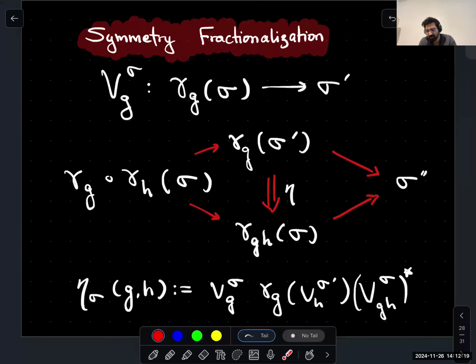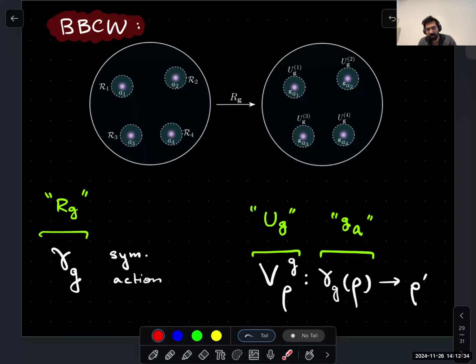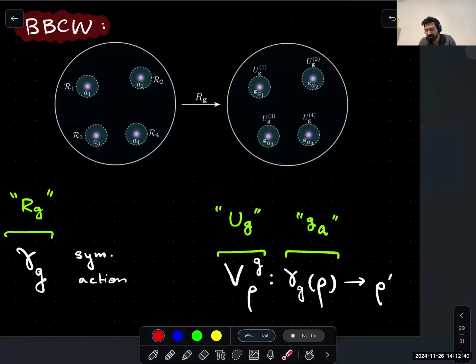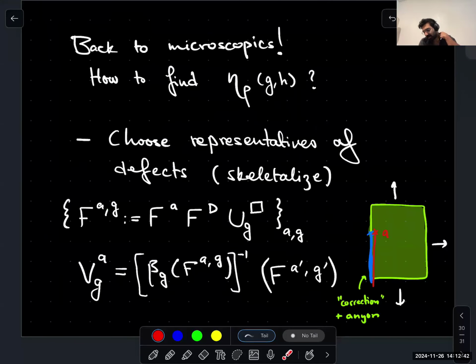Oh, sorry, I switched the symbols around. It's the isomorphism that tells you how to go from a G-crossed object to the canonical object in that same component. But okay, maybe this is not enough physics for you. You really just want to know how to calculate it using microscopics. Well, I got you covered.